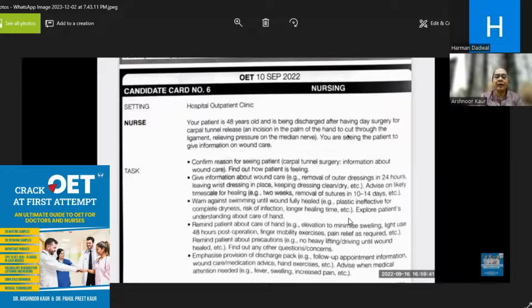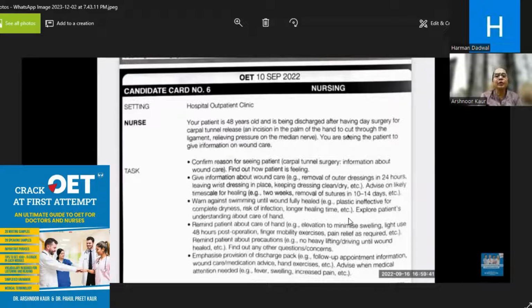Then remind the patient about the care of the hand: elevation to minimize swelling, light use 48 hours post-operation. Fine. This is important. I'll first explain this. The patient needs to elevate his hand so that there is no swelling or pain, because when the hand is on the lower side, it will get swollen and there would be pain. To avoid that, the hand should be elevated so that he does not find any pain and there is no swelling. Secondly, he should be regular with the medicine.